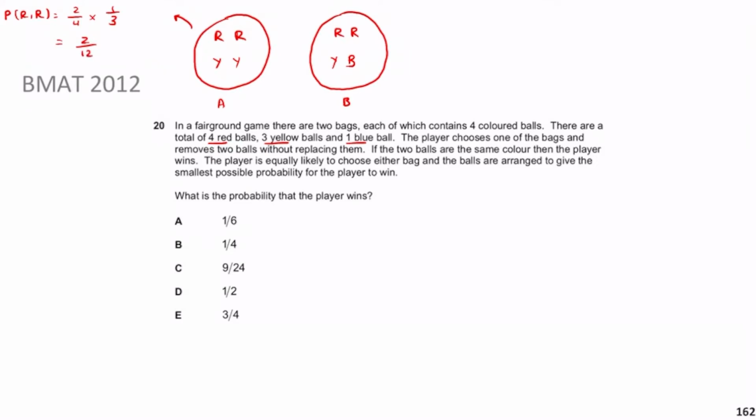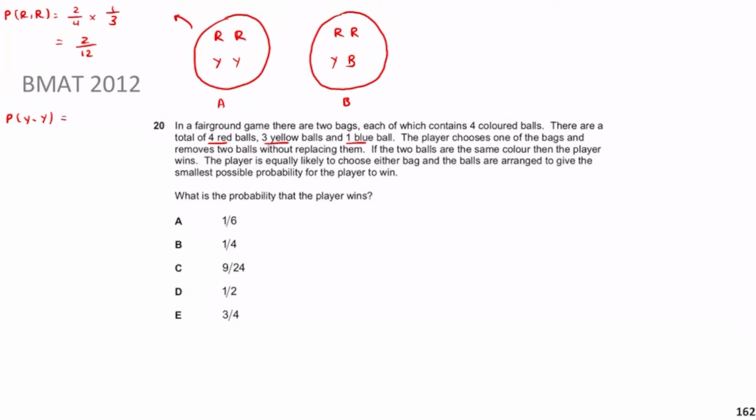Or in this bag, you can also win by getting a yellow and a yellow. So your probability of a yellow and a yellow is basically going to be the same thing, isn't it? So for the yellow in the first go, it's going to be 2 out of 4, and it's going to be 1/3 in the second go.